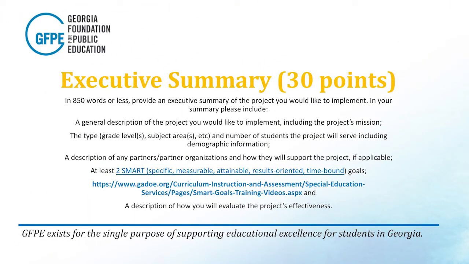The third section is your executive summary and receives the highest number of points, 30. In 850 words or less, please give us a general description of your project and its mission, the grade levels and subject areas, number of students and their demographics, etc., that this project will serve. A description of any partners and how they support this project if applicable, at least 2 SMART goals, and a description of how you will evaluate this project's effectiveness. You can find more information on how to write SMART goals on the DOE's website at the link in blue.